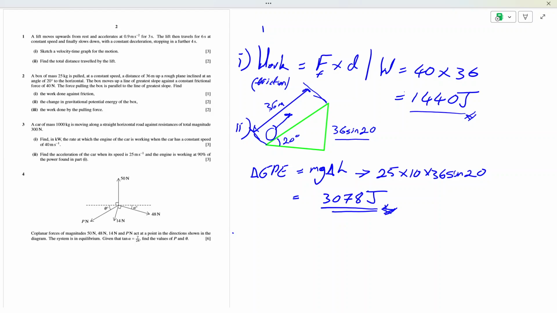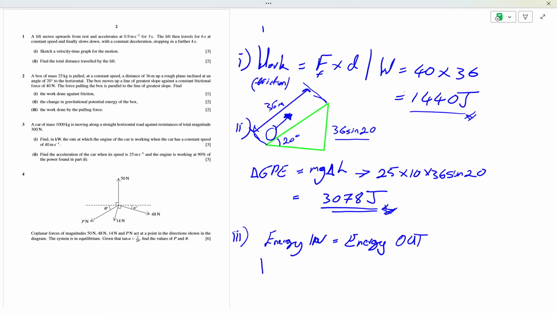And then the third part, part 3, the work done by the pulling force. All right, so the best way I would approach this part is just to use an energy method. Since energy is conserved in this system, it's a closed system, energy in is equal to energy out. Right, what is providing the energy? It is that driving force on the box. That is what we need, the work done by the pulling force, right?